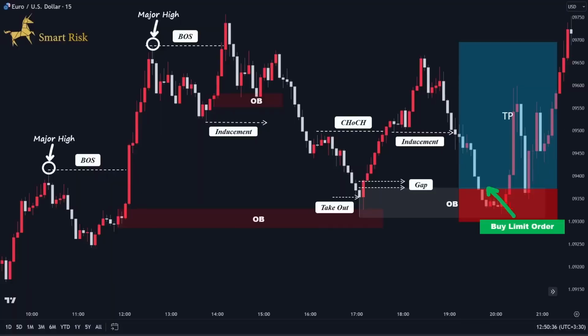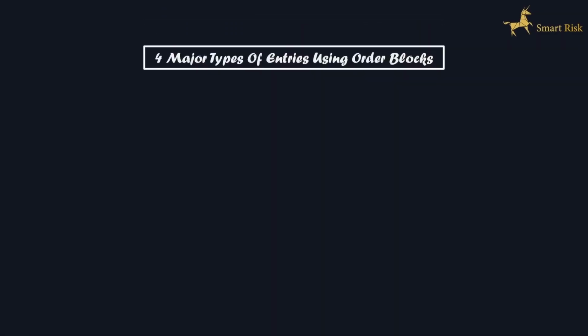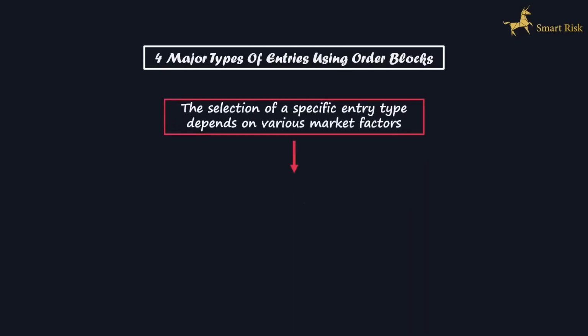Traders, we have thoroughly covered the major order blocks that frequently appear on real price charts, enabling us to develop a solid understanding of how to identify them. Now, in the following section, we will explore the entry models that can be incorporated into our trading plans using order blocks. These entry models will serve as effective tools for executing trades based on the insights gained from order block analysis. There are 4 primary types of entries that we can employ when executing trades using order blocks. The selection of a specific entry type depends on various market factors, such as the market's movement, sessions, volatility, and other relevant factors. By considering these factors, we can choose the most suitable entry type for executing trades effectively.